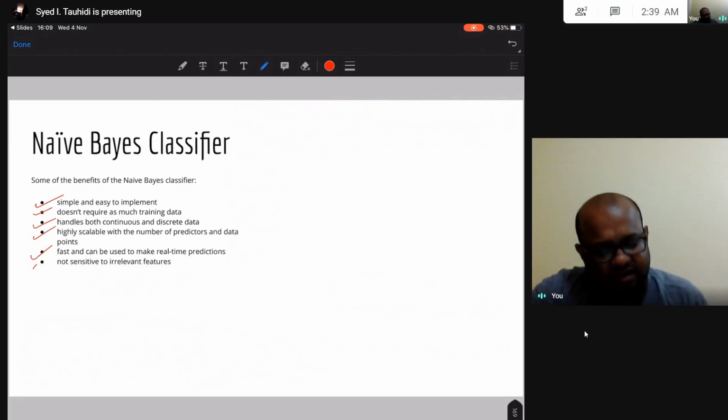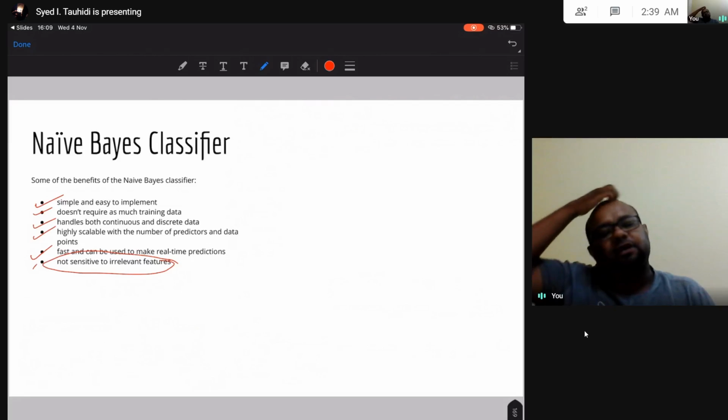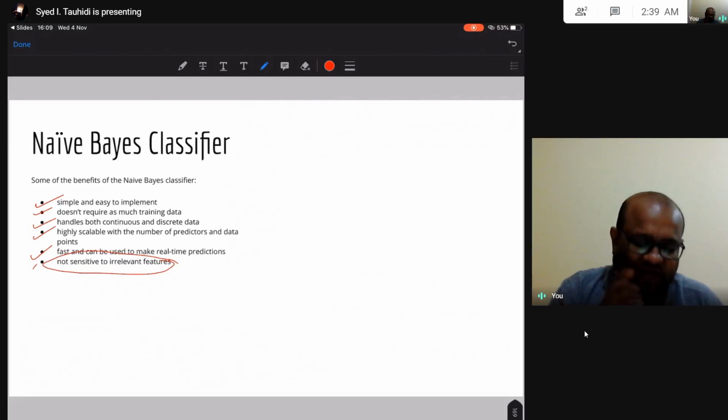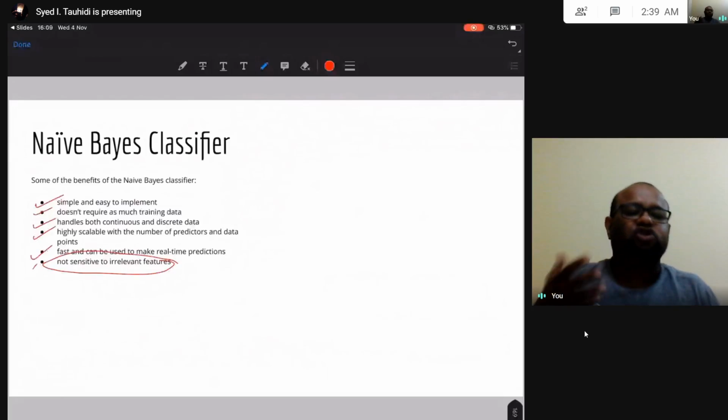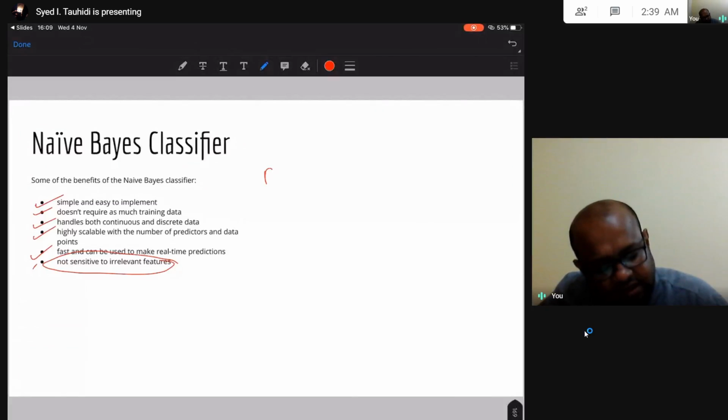And this final point is something that I need to explain a little bit. Say I am trying to classify people based on eye color, whether this person is male or female based on eye color. I am trying to find the probability of that person being male given that the eye color is brown.